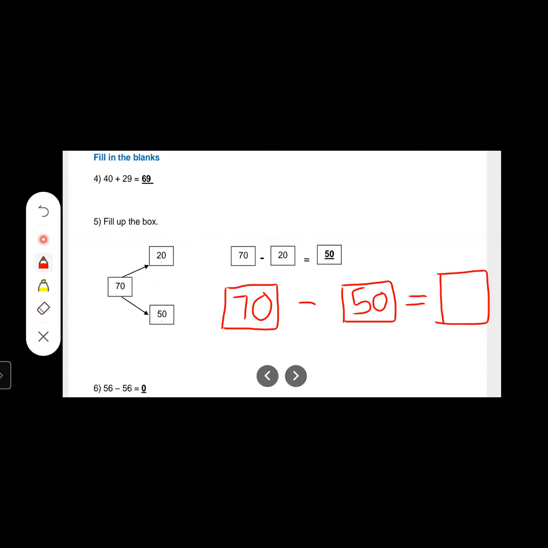Now tell me what will be the answer. Let us do and see. The answer will be 20 only. Let us check. 70 minus 50. 0 minus 0 is equals to?